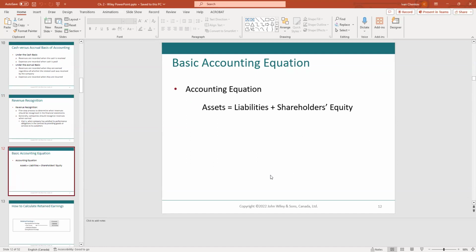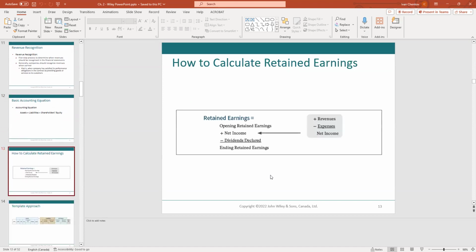Accounting equation, we already talked about it. That's assets equal to liabilities plus shareholders' equity. How are we going to calculate the retained earnings? We already said that retained earnings will be the beginning, or opening, retained earnings. We always add the net income, which comes from revenue minus expenses. And we deduct the dividend that we pay to the shareholders. That's how we get the ending retained earnings, which is going to be the opening retained earnings in the next period. Next period, we add the net income again, deduct the dividend declared, and we keep going, keep going, keep going.